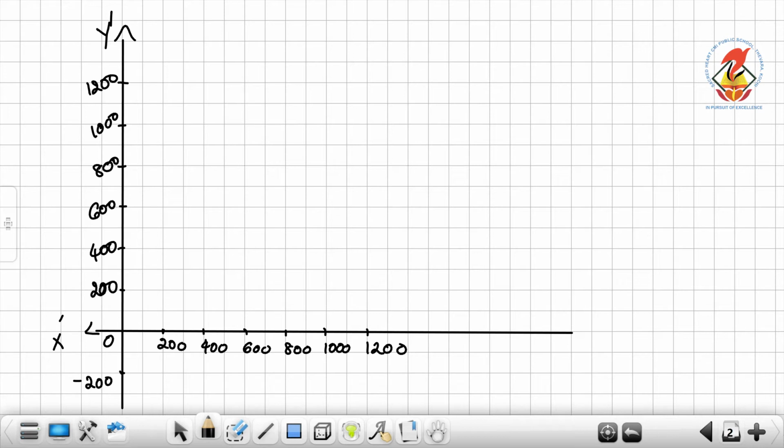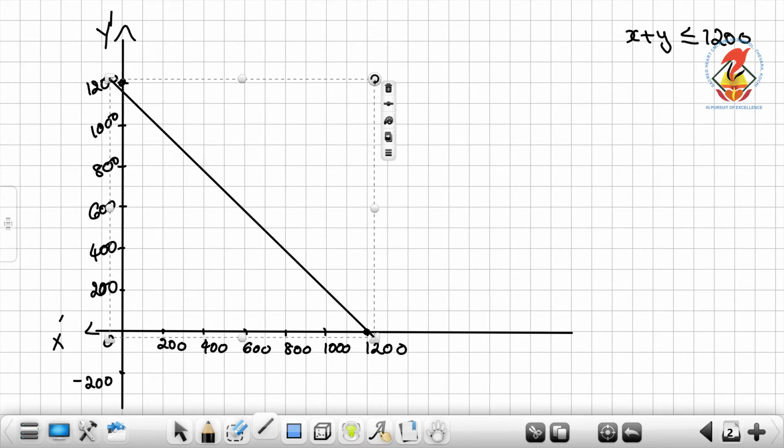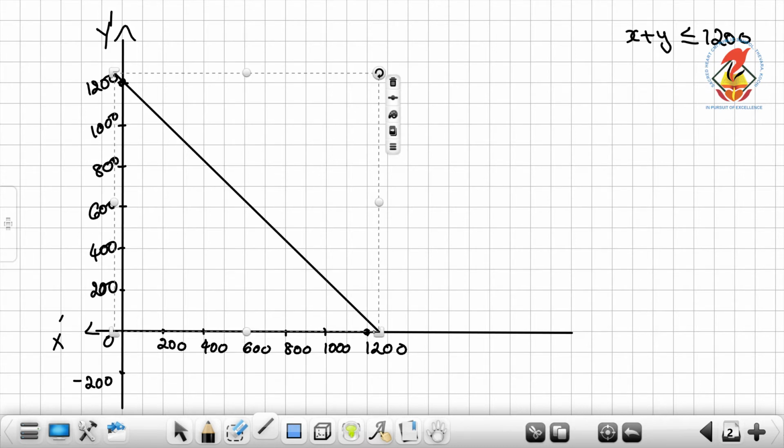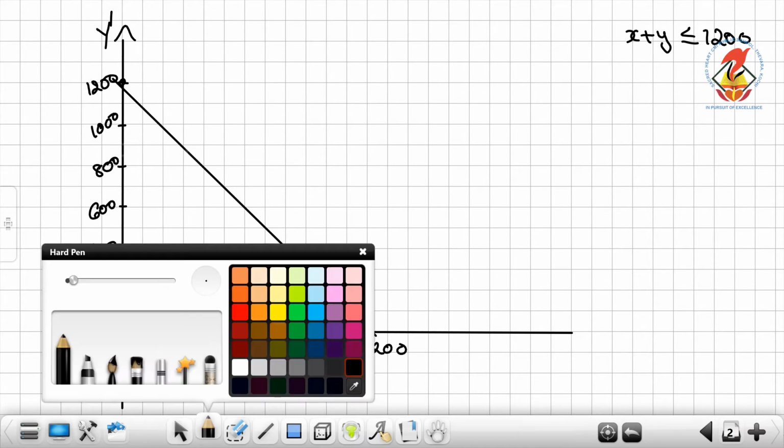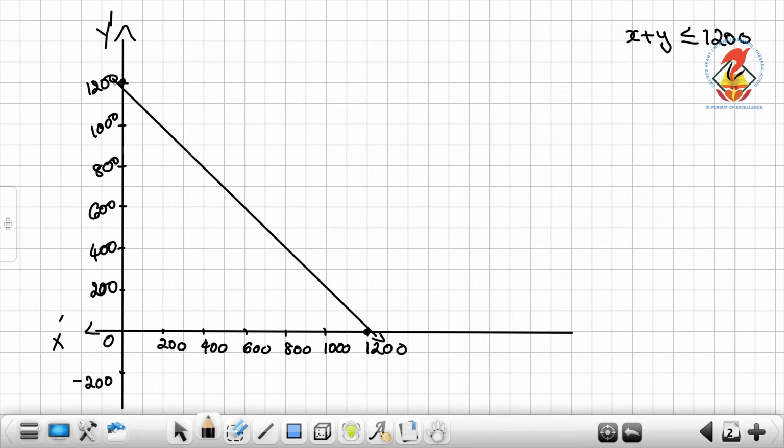So, the first one is x plus y less than or equal to 1200. So, the points are 1200, 0 and 0, 1200. Draw the line. If the line is not correct, then you won't get the corner points. Okay.